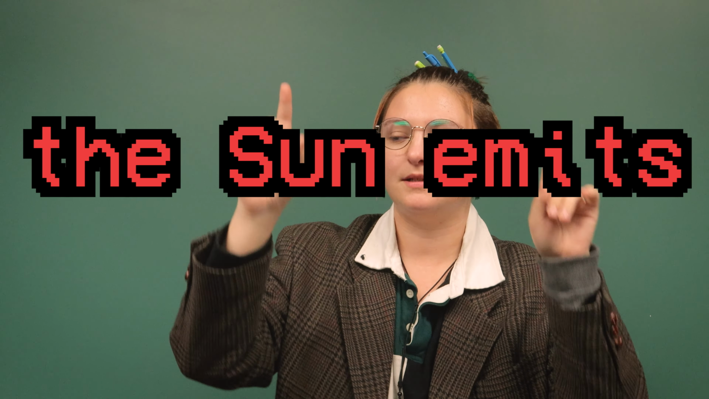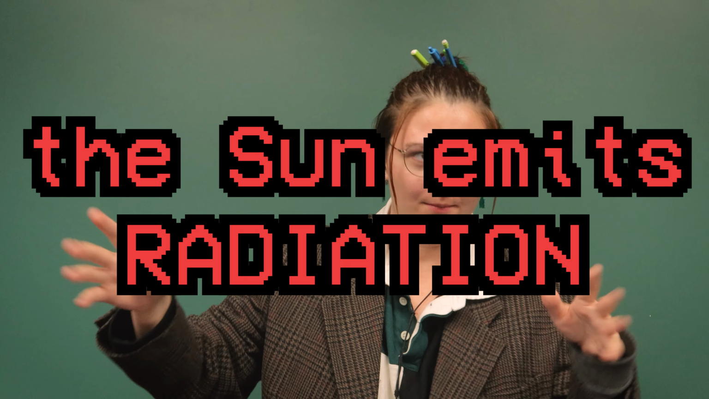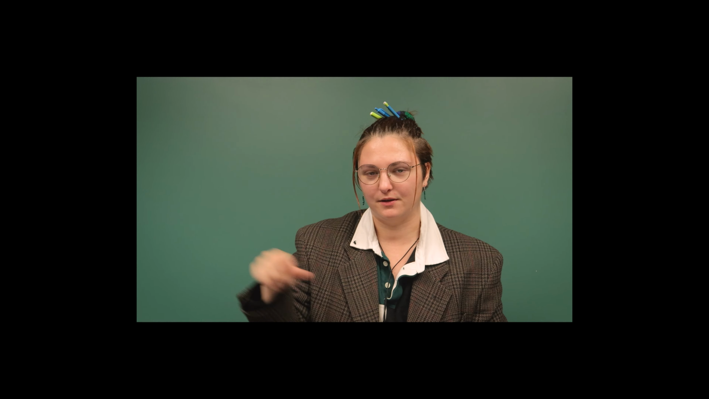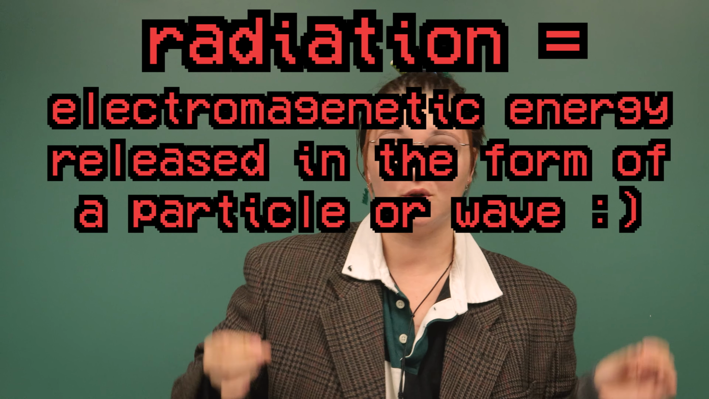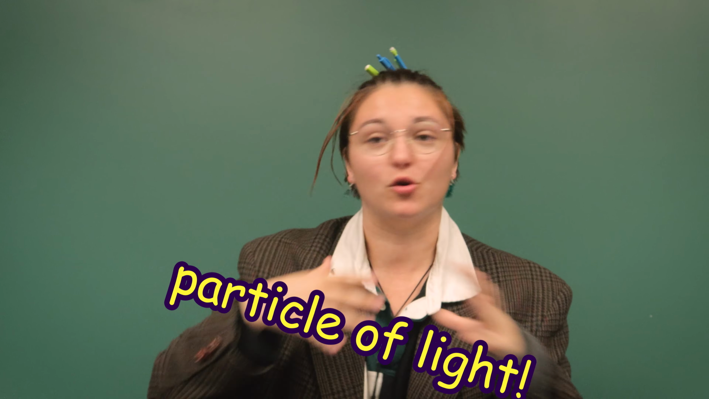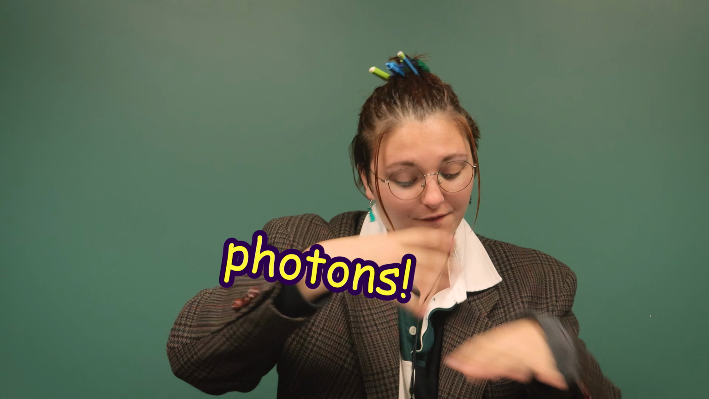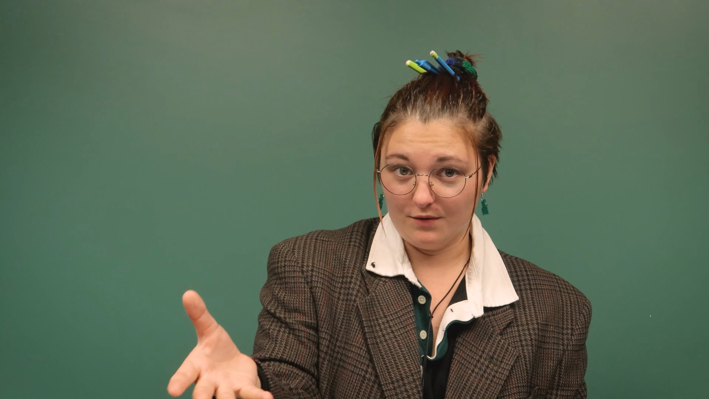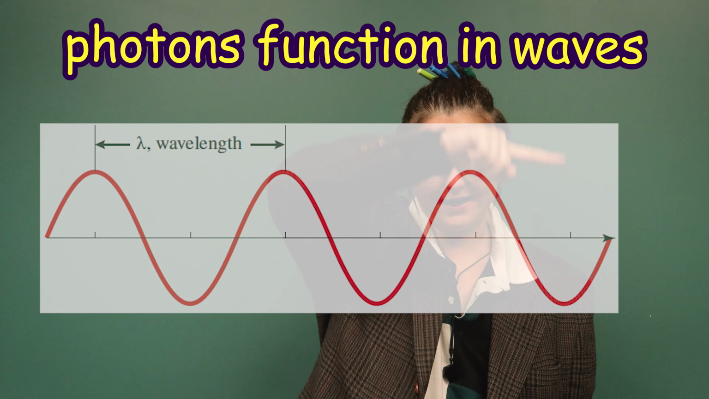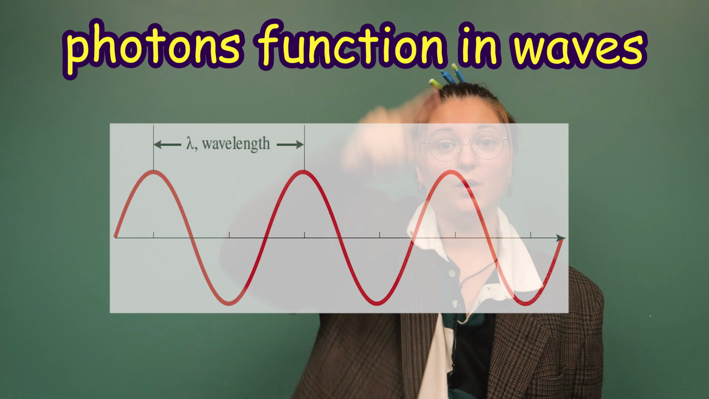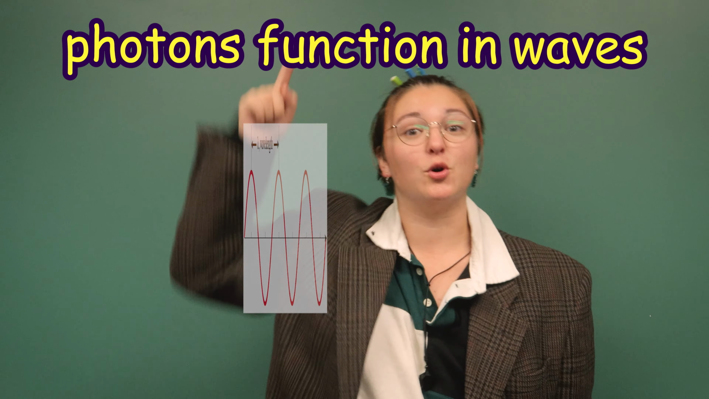The sun emits radiation. Yeah, probably figured. That's pretty good. Most people, yeah. Radiation is defined as electromagnetic energy released in the form of a particle or wave. This unit of energy is called a photon, or a particle of light. And these photons function differently than other particles. For example, photons don't have mass. As mentioned before, photons function in waves. The faster these waves move, the shorter the wavelength becomes, and the more energy they have.